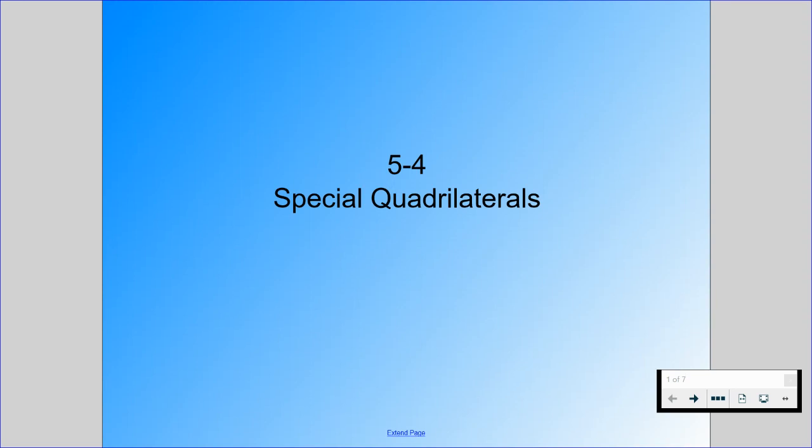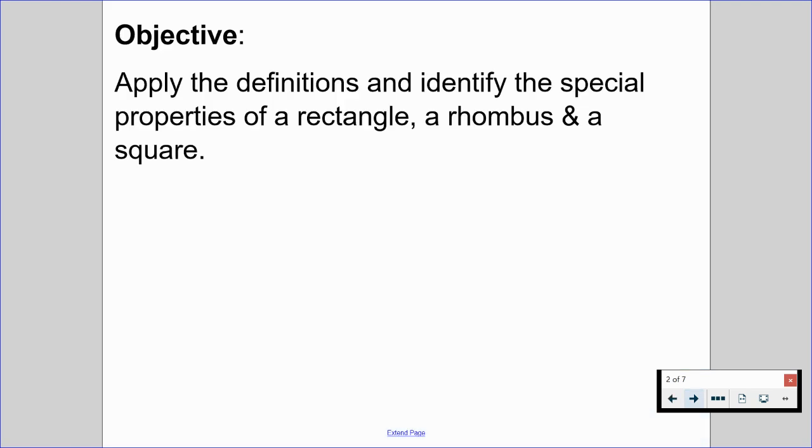Alright, and welcome back. In this video, we are going to be going through Chapter 5, Section 4, titled Special Quadrilaterals. By the end of this video, we should be able to apply the definitions and identify the special properties of a rectangle, a rhombus, and a square. So let's have out your guided notes.